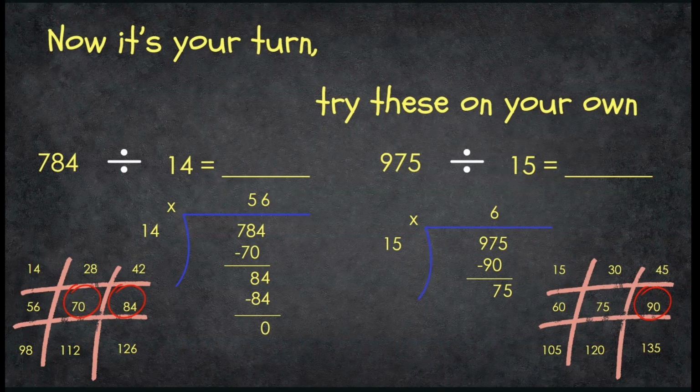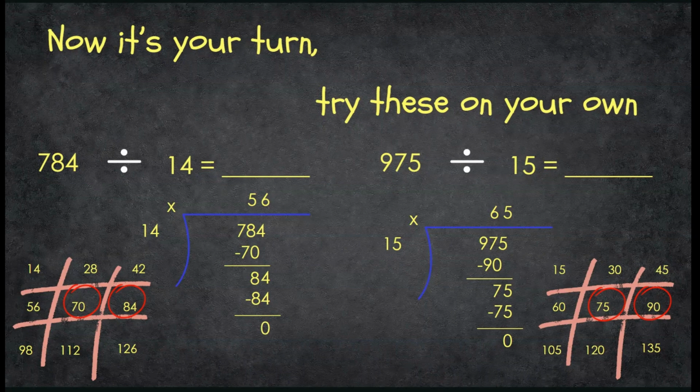How many groups of 15 go into 75? 5 groups of 15 go into 75. So I write my 5 in the quotient, multiply it out, subtract it, and that's going to give me a remainder of 0. So the quotient to the second problem is 65.